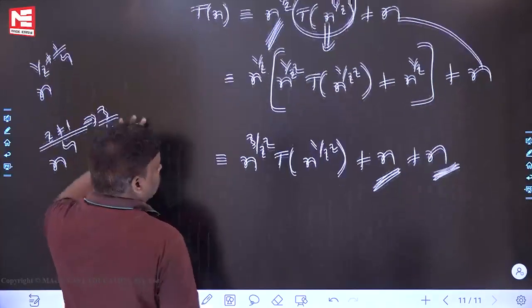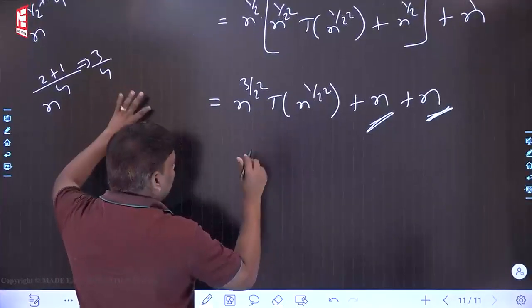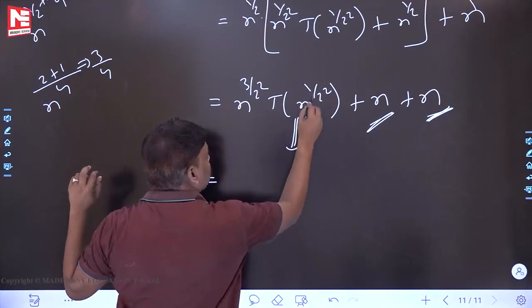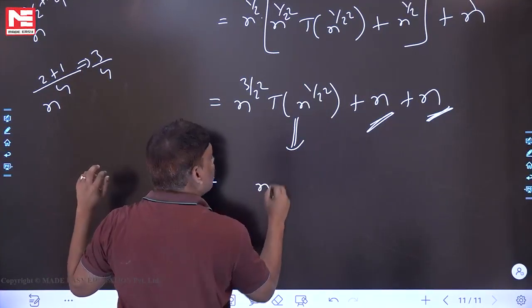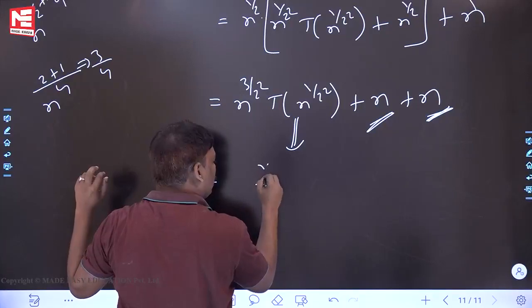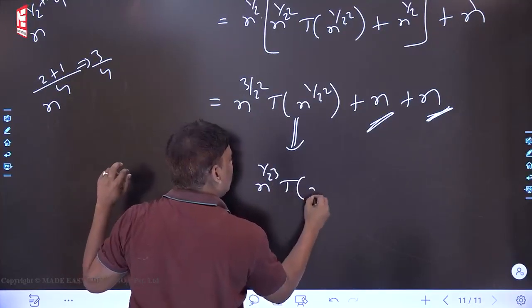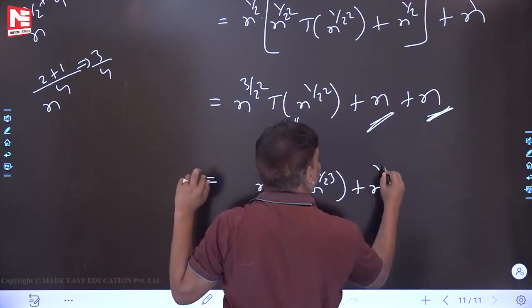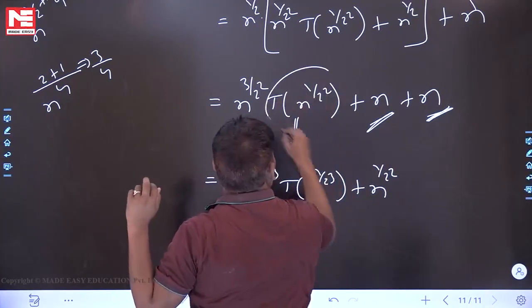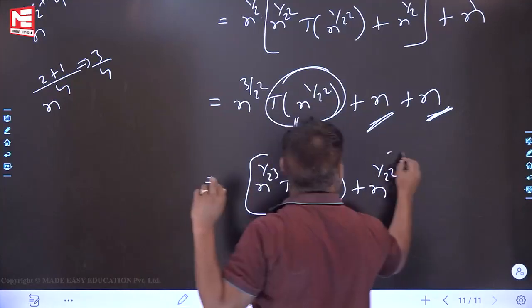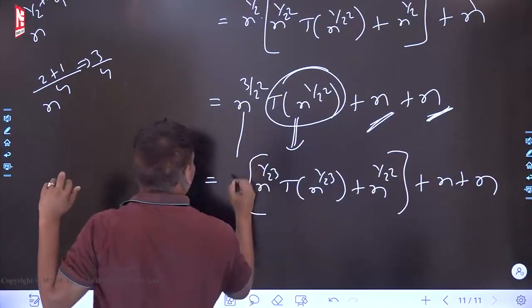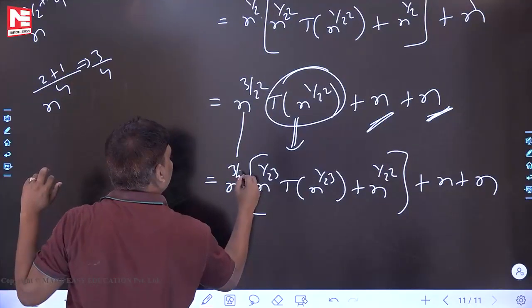Please be careful. So after 2 rounds, this is the story. Let me do the third round. Whatever there is a root, n power 1 by 2 square, if you keep a root, becomes n power 1 by 2 cube. Plus whatever is there stays as it is, n power 1 by 2 square. Outside, whatever is there, write as it is. This is the same, n power 3 by 2 square.